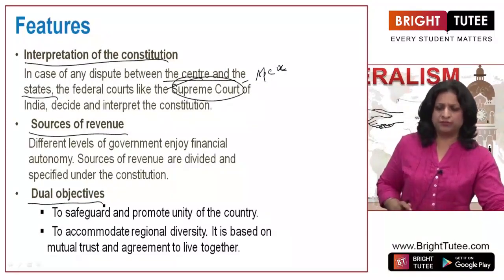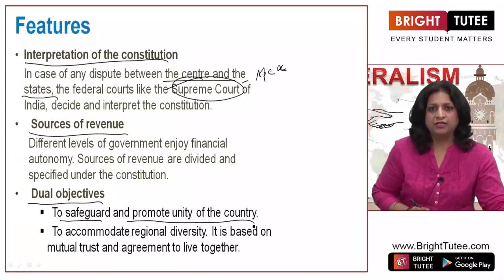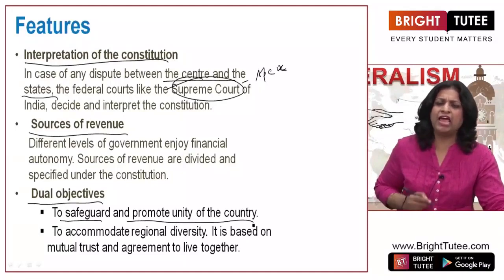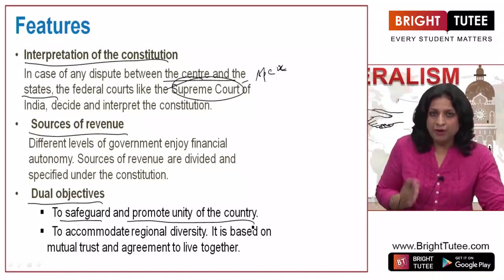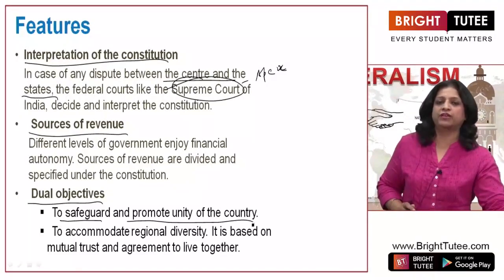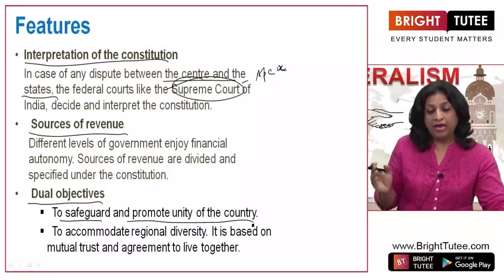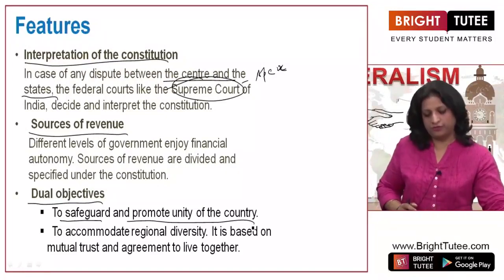There are two objectives of federalism. Number one, safeguard and promote the unity of the country. India is a land of diversities and every single state in our country is different from one another in terms of language and culture. But this federal system promotes and safeguards the unity of the country by involving everyone in the governance of the country.